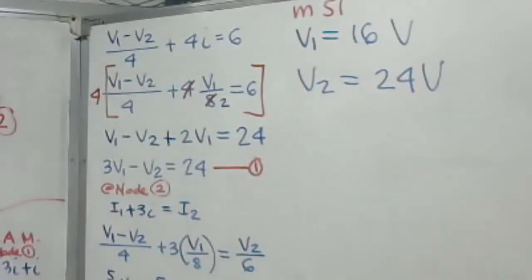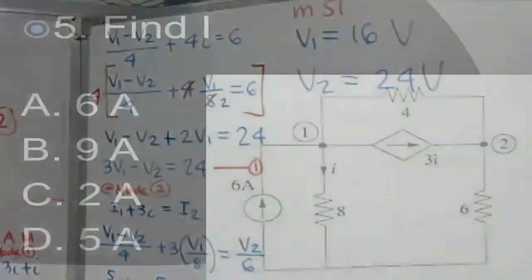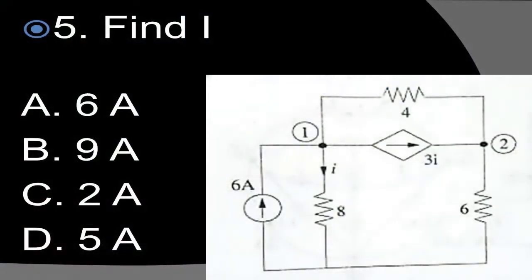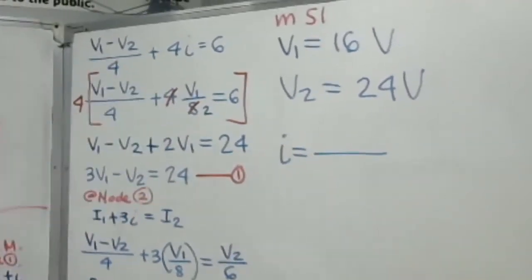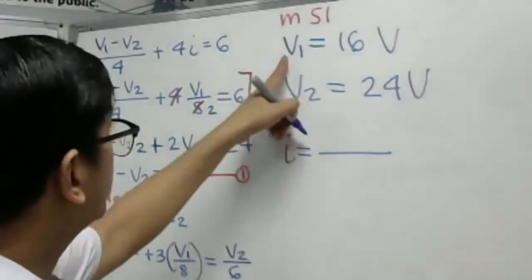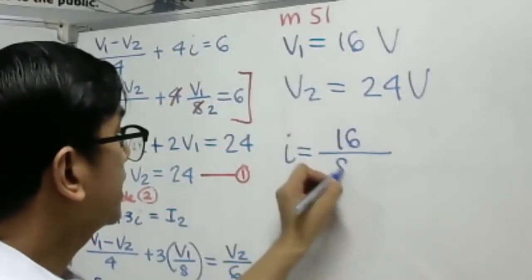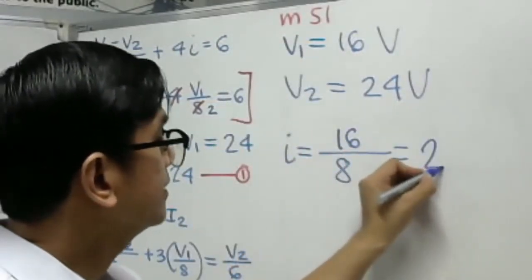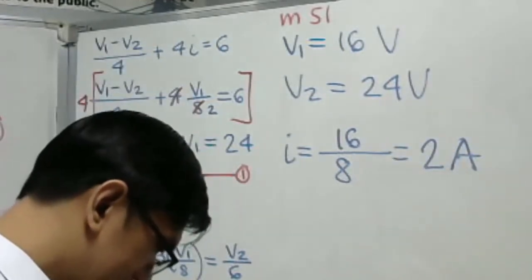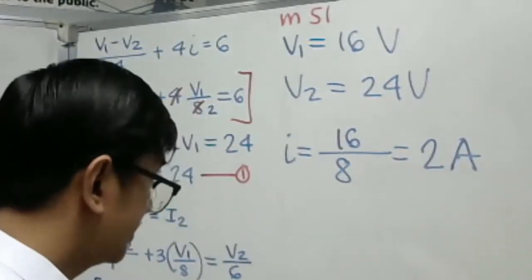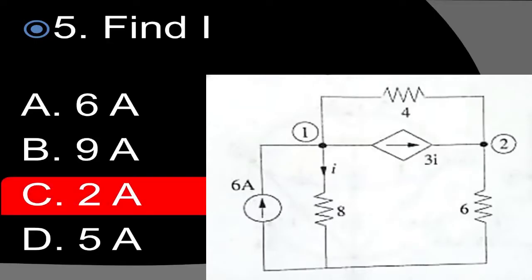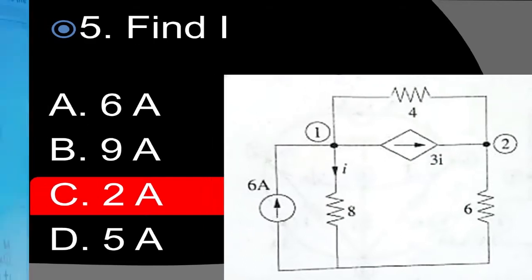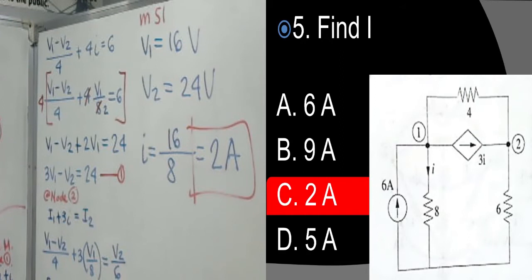So what is the question in our problem? The question is find the value of I. So the value of I is simply equal to, again, our I is B1 over 8. Our B1 is 16 over 8. So therefore, our answer is simply 2 amperes. Okay? 2 amperes. There you are. The answer would be letter C. Very easy.